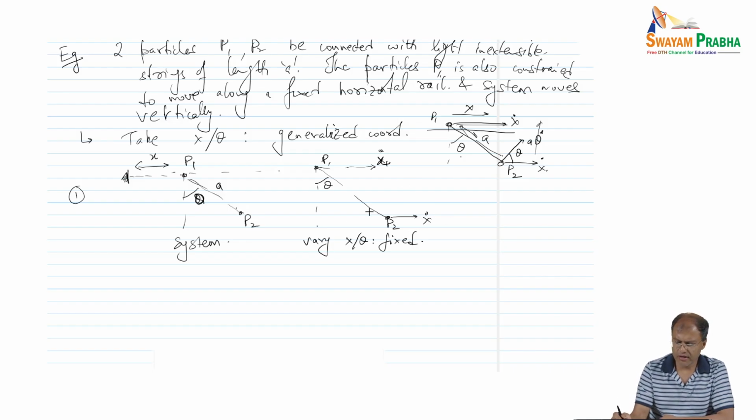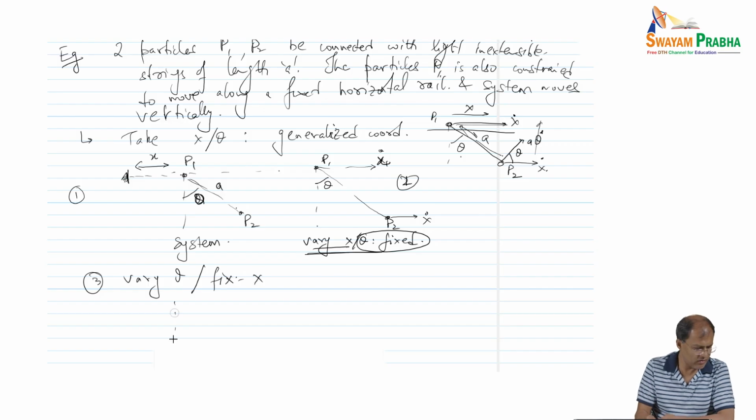So this is our step 1. Step 2 was we vary x and theta being fixed. So theta is fixed, we are varying x. And now the third step of our velocity diagram is we are going to vary theta, but fix x.